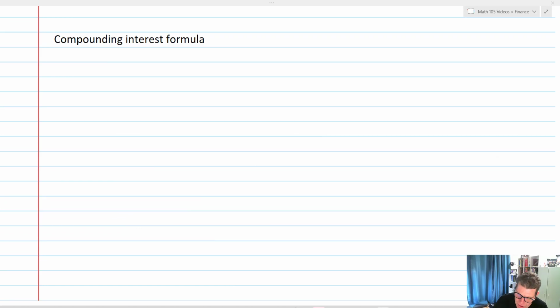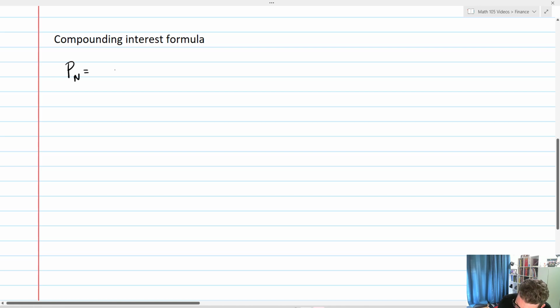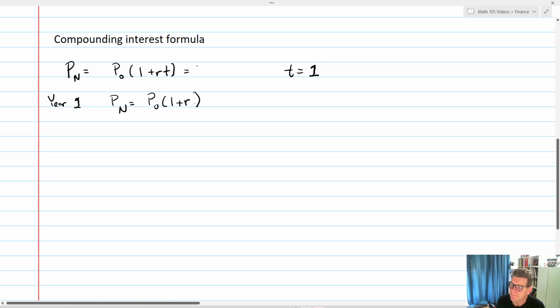Now let's look at our compounding interest formula. So we've got Pn equals P naught times 1 plus RT. That's our original formula. That's not the compounding interest formula. We're going to let t equal 1, so for right now, t equals 1 year. And so what that's going to look like is, for year 1, we get Pn equals P naught times 1 plus R. And there we go.